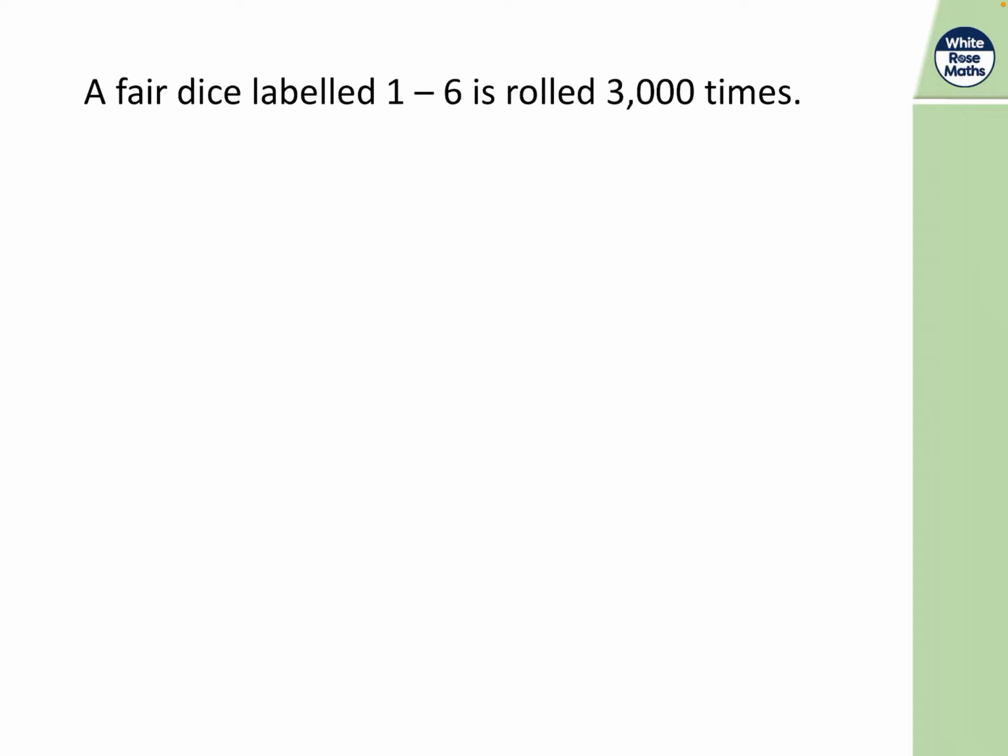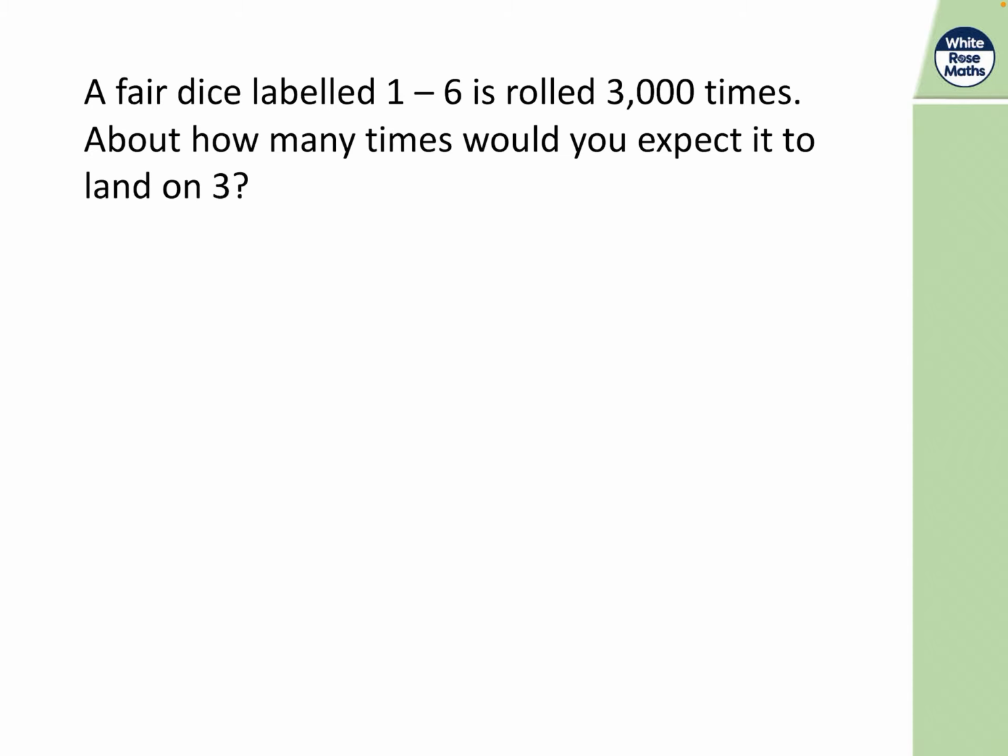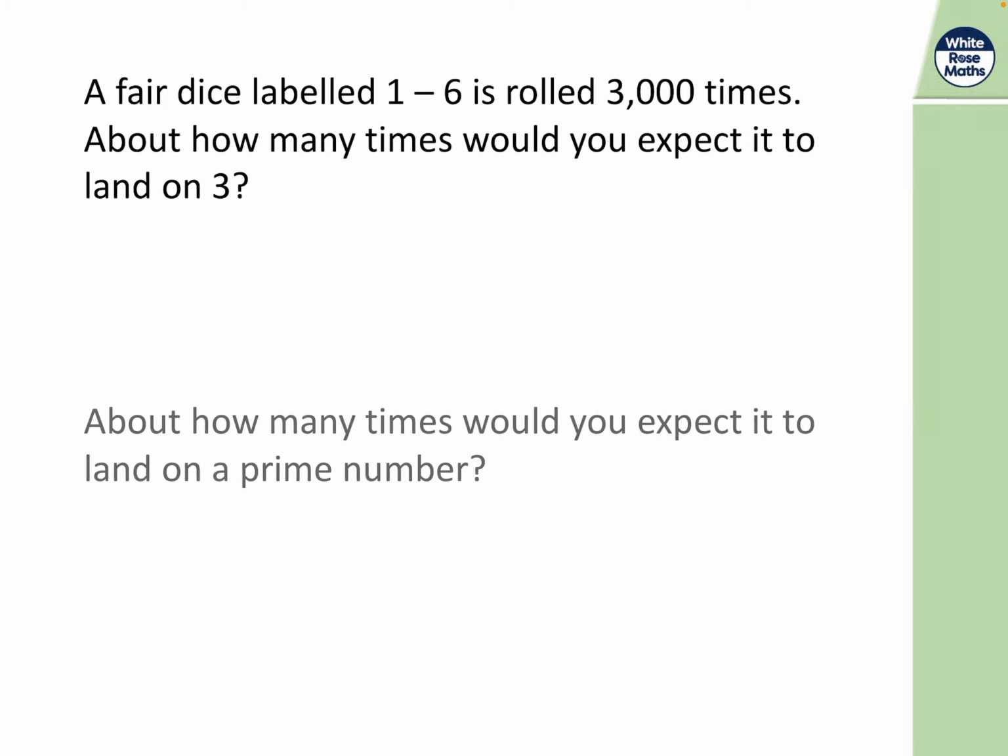Okay, so this time we've got a fair dice. So again, that means all 6 numbers on the dice have the same chance of happening, equal probability. And it's rolled 3,000 times. How many times would you expect it to land on 3? So if the probability of it landing on a 3 is 1 out of 6, because there is 1 three on the dice out of 6 possible options, then we have to multiply.